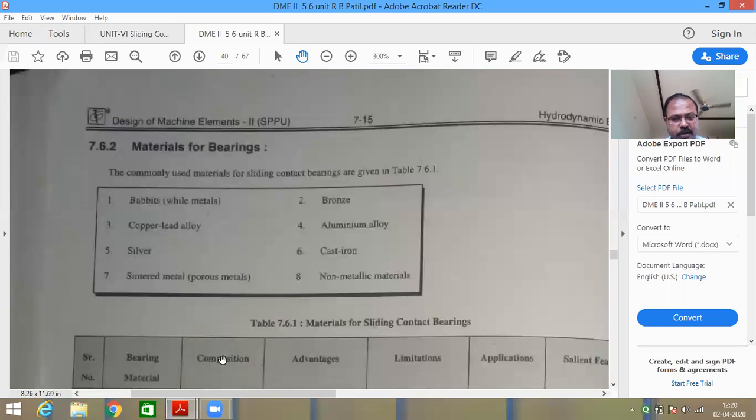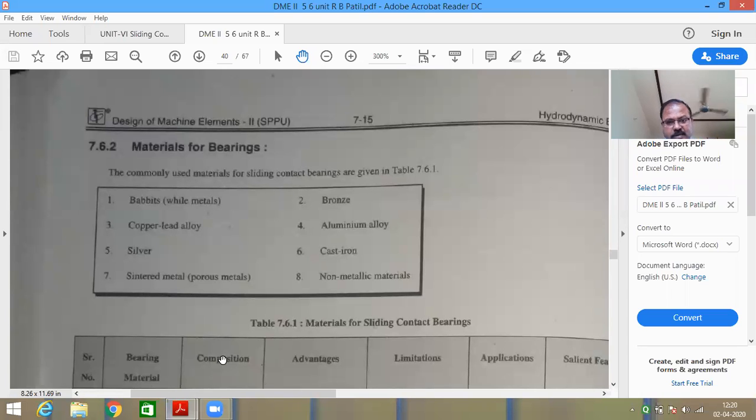Copper lead alloy again has certain limitations because lead is a poisonous material, and therefore copper lead alloys have a very limited application as a bearing material. But lead has very extraordinary properties compared to other materials. It is soft, it has excellent embeddability, but due to its poisonous nature, we are not using copper lead alloys. Silver is again a very good material having good fatigue resistance, but as it is costly, again it has certain limitations.